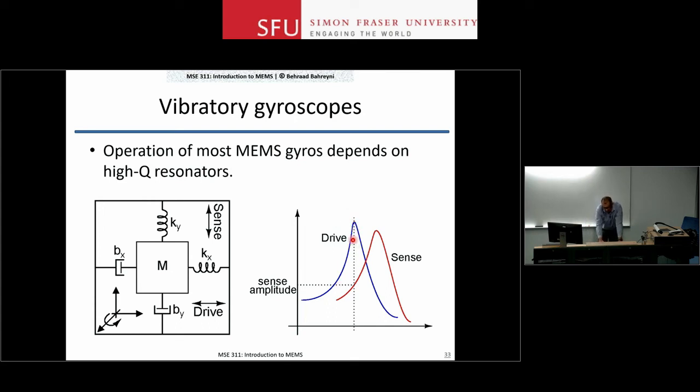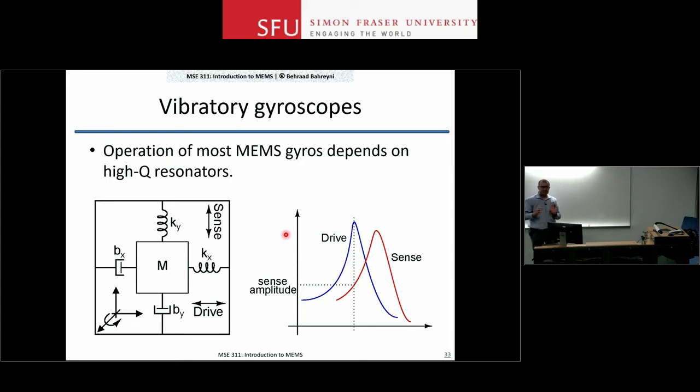So if this Q is, let's say, 5,000 and this one is, let's say, 3,000, and I excite it here, this is where my force is going to be. This is my sense amplitude. But if I could put these two peaks on top of each other, I would measure that much larger signal for the same input, right?